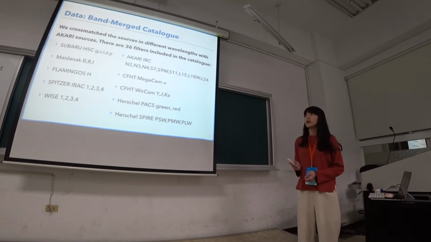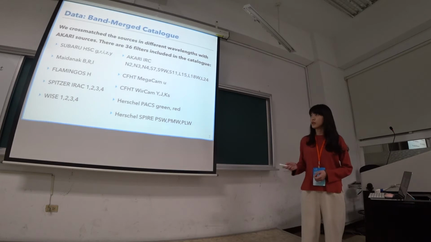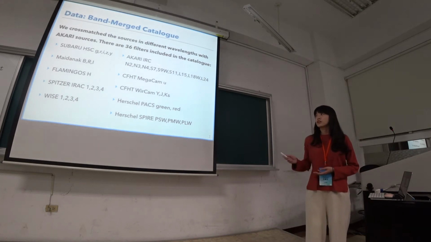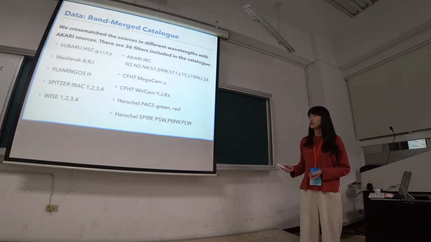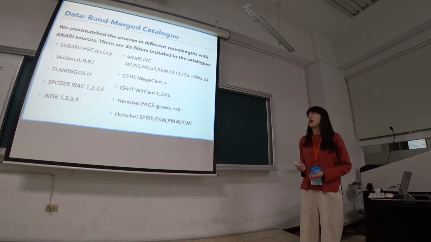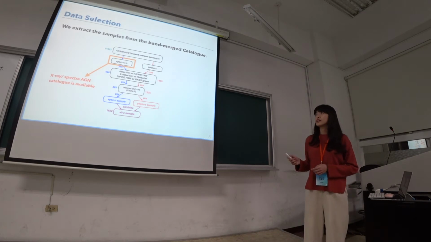So I want to talk about my data selection. Basically, I use the band-merged catalog from Kim et al., in preparation. They cross-matched the sources at different wavelengths with AKARI sources. So basically, it contains Subaru, Maidanak, FLAMINGOS, Spitzer, some infrared data, optical data, and UV data. In total, I use 36 filters from the catalog. And there are around 92,000 AKARI sources in this catalog.